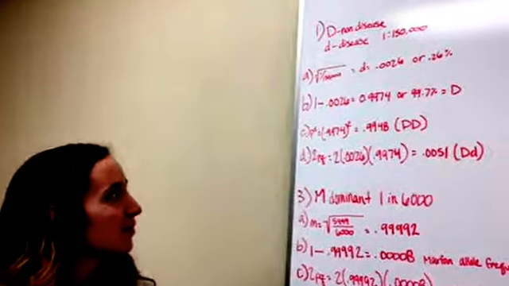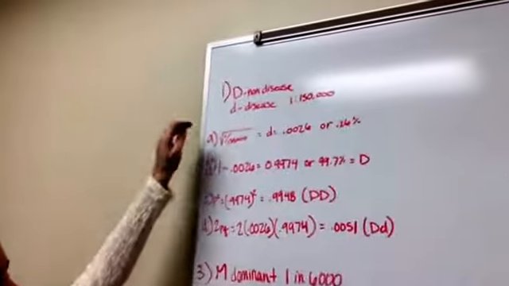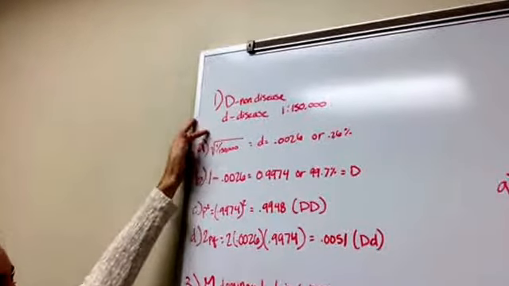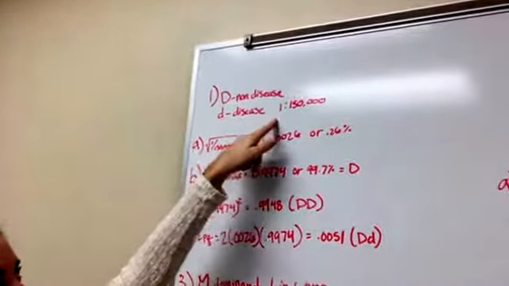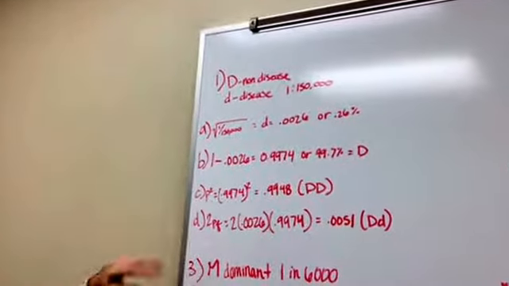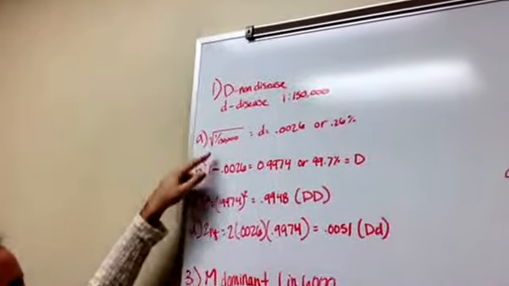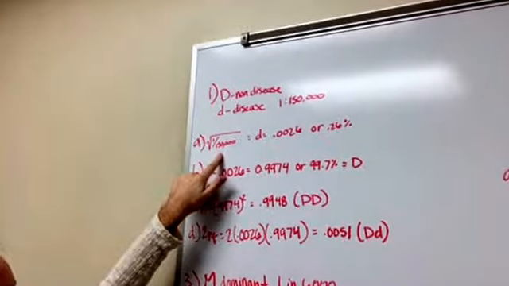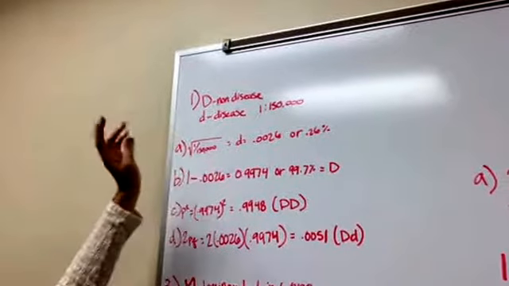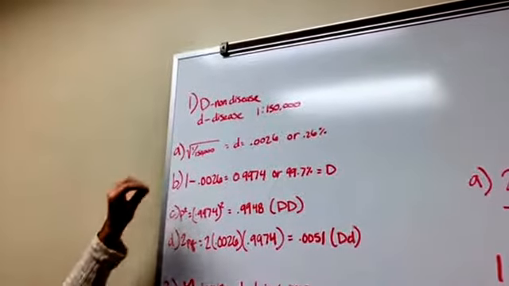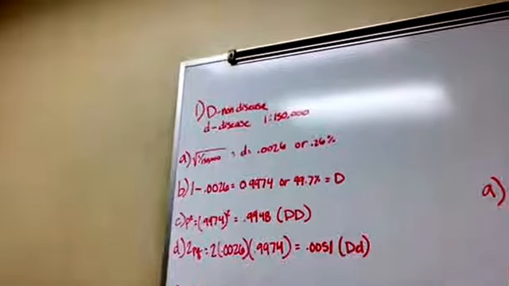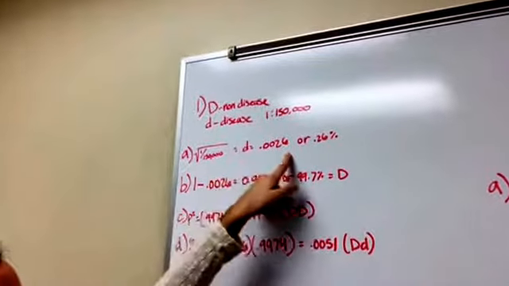Okay, so for number one, where the dominant allele is the non-disease and the recessive allele is the disease, which is 1 in every 150,000. In order to find just that one allele, you'll divide 1 over 150,000 and then take the square root of that, since you're just finding the one allele according to the Hardy-Weinberg equation. And so you get 0.0026.